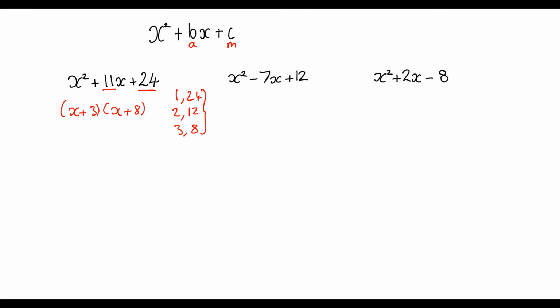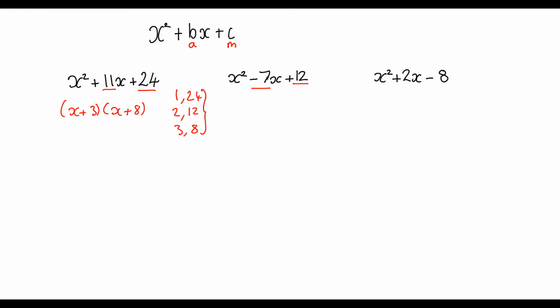I went 1, 2 and 3. Obviously I'd have gone 4 and 6 as my next one. Let's look at the next question now. I need two things that multiply together to give me 12. When I add them together, I give negative 7. Because when I multiply them together, I get a positive sign, I know the signs of our factors are going to be the same. Great. And when I add them together, I get minus 7. Well, if I get minus 7 and they're both the same, they must both be negative.